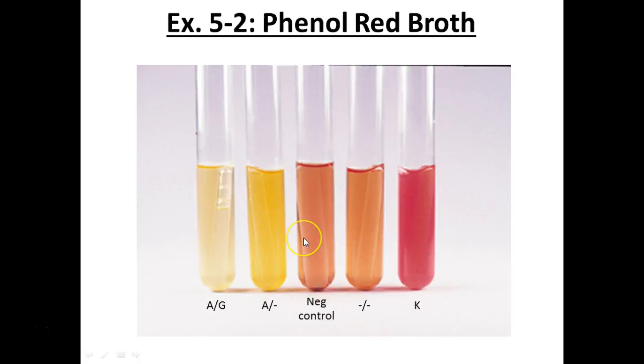You notice I had a negative control for you guys, an uninoculated control, so you remember what the media looked like to begin with. It's kind of an orangey color. This one, it didn't change, right? So no acid, no gas production, so that was minus, minus. So why would that happen? Why would you not have any acid produced and no gas? What if you didn't put any live organisms in your tube?